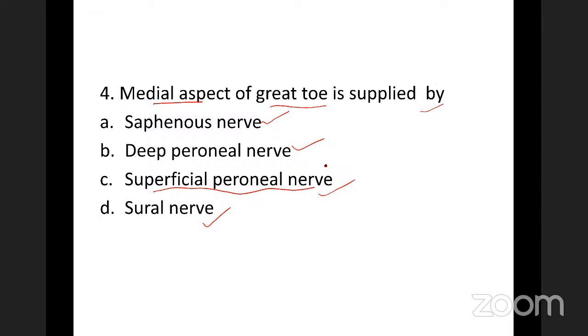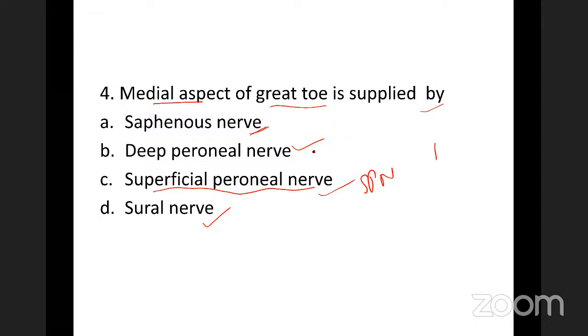I will tell you. The medial aspect of the great toe was supplied by superficial peroneal nerve. C, yes, correct. Correct, students. Your answer is correct. Now you will tell me what is the supply of saphenous nerve. How much does it supply, saphenous nerve? The medial aspect of the dorsum, up to the base of the first metatarsal. Excellent. Now, deep peroneal nerve, what did it supply?